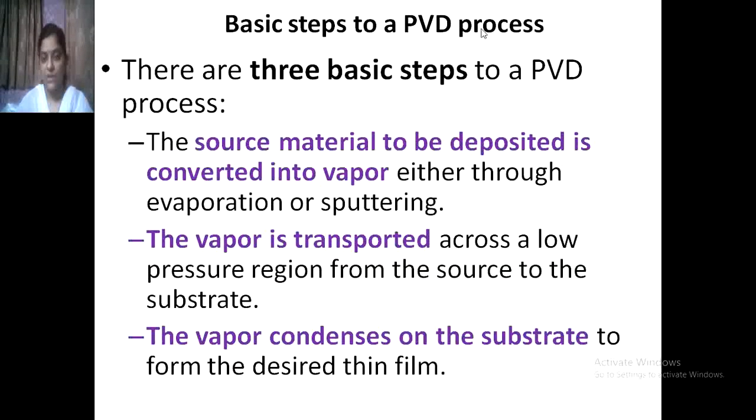Then let us see the basic steps of a PVD process. There are three basic steps to a PVD process. Let us see them one by one. First, the source material to be deposited is converted into vapor, either through evaporation or sputtering.